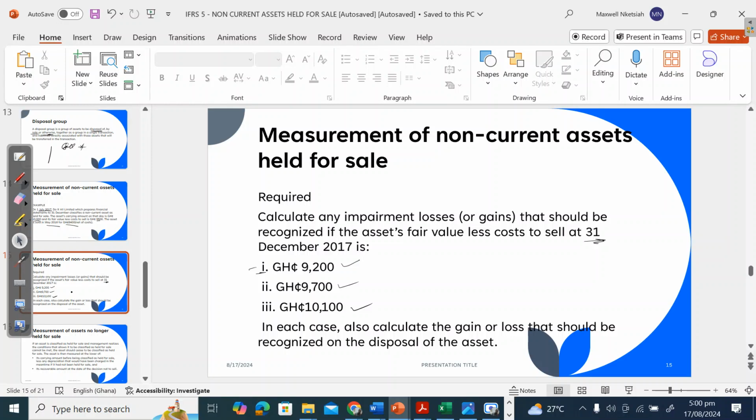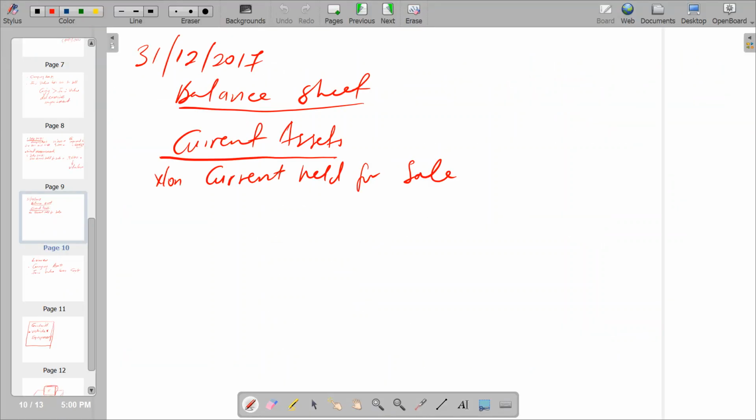So what we do is that the current amount of this asset will be 9,200, because this is the fair value. So it means that once we classify an asset as held for sale, going forward, we only update the fair value less cost to sell. We always update it with the fair value less cost to sell, and there will be changes.